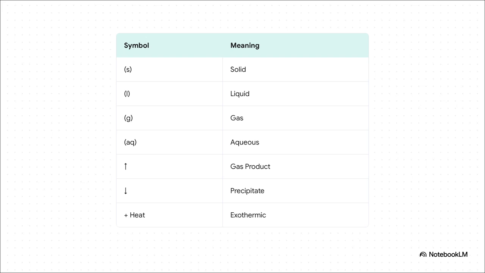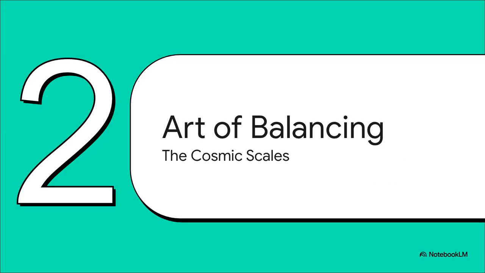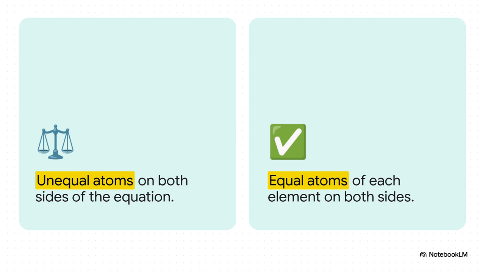It's giving off heat. Moving right along to Section 2, the art of balancing, or as I like to call it, the cosmic scales. Here is the thing about the universe. It absolutely demands perfect balance. A skeletal or unbalanced equation is essentially just a rough draft. Sure, it tells us what is reacting, but it actually breaks the laws of physics. Why? Because the number of atoms don't match up from start to finish, which implies that matter was magically created out of thin air, or just vanished. Reality requires a balanced equation. The atoms of each element on the reactant side must perfectly equal the atoms on the product side, no exceptions.